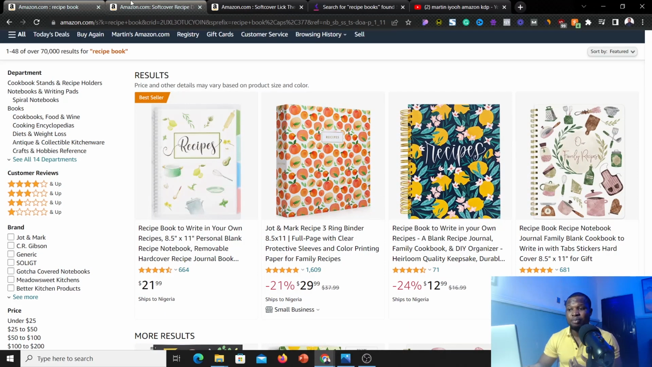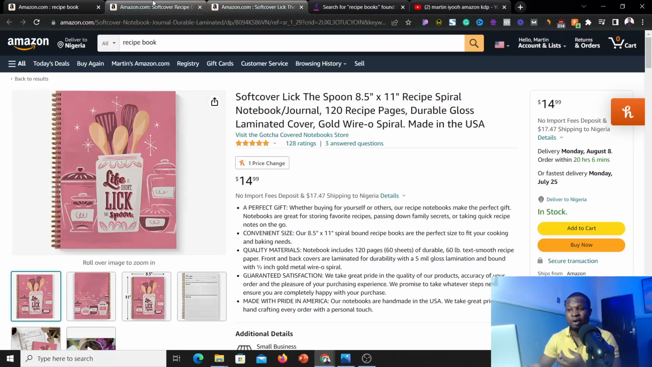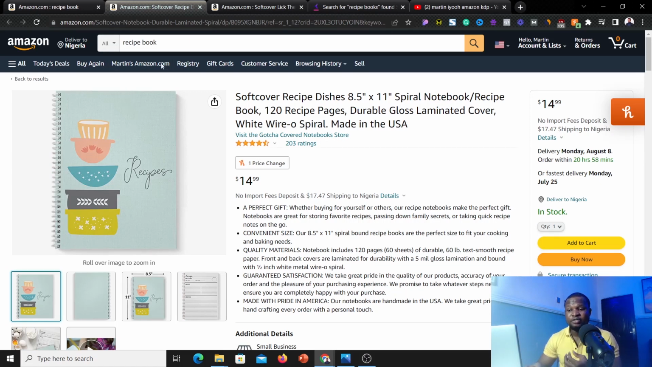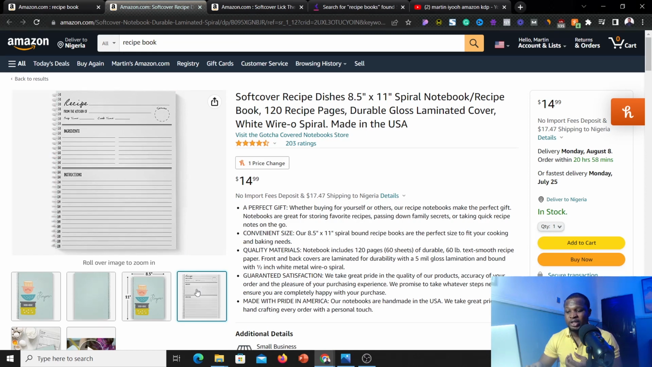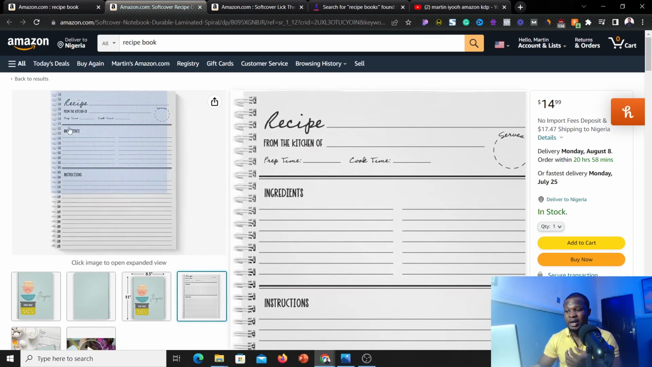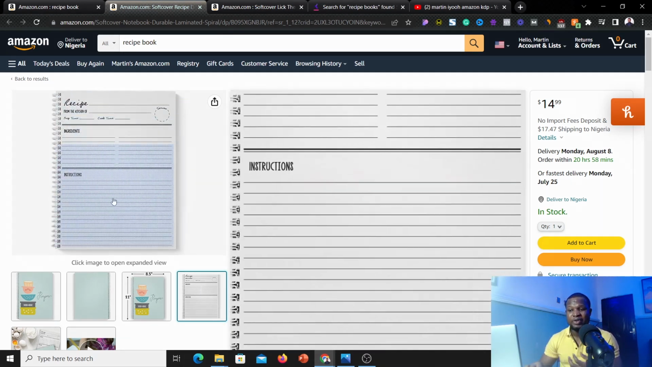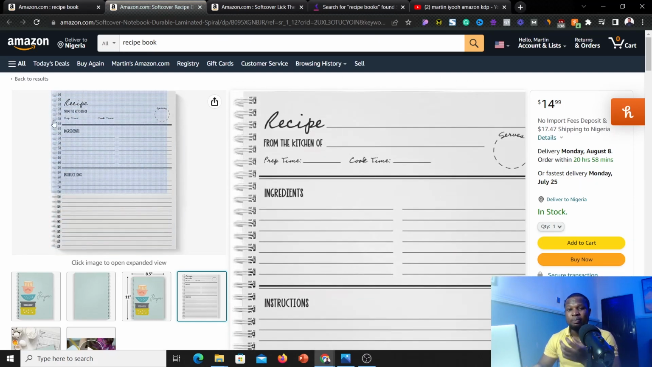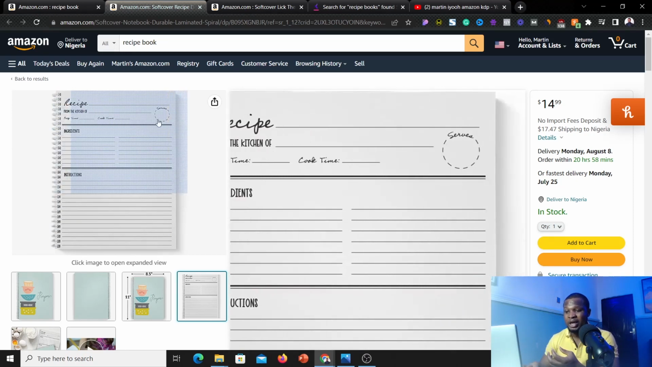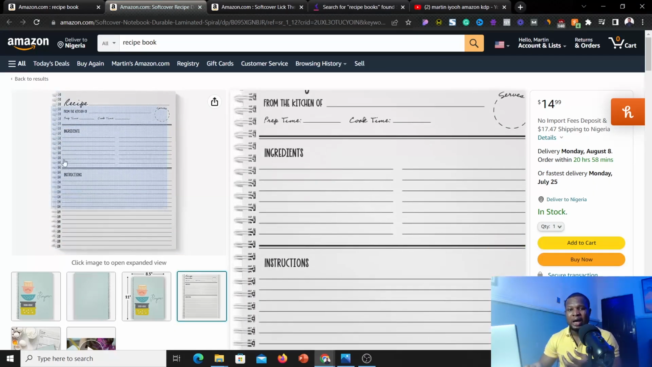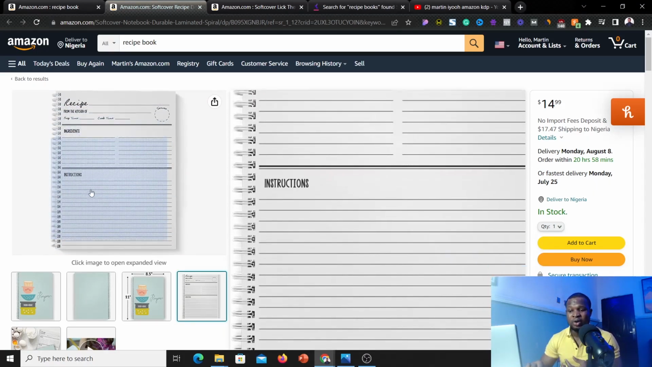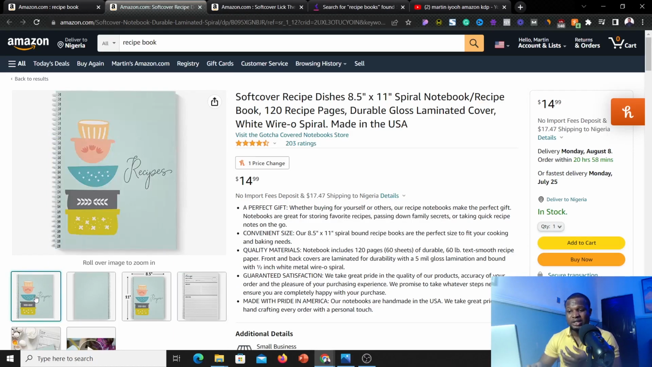So for example, I have two recipe books that I opened here. On this first recipe book, if you take a look at the interior, you are going to see the content they have in their interior. Please take note of what I'm showing you. You see the recipe, the "from the kitchen of", prep time, cook time, servings, ingredients and instructions, and the design and how this whole thing was designed. This is the first one.